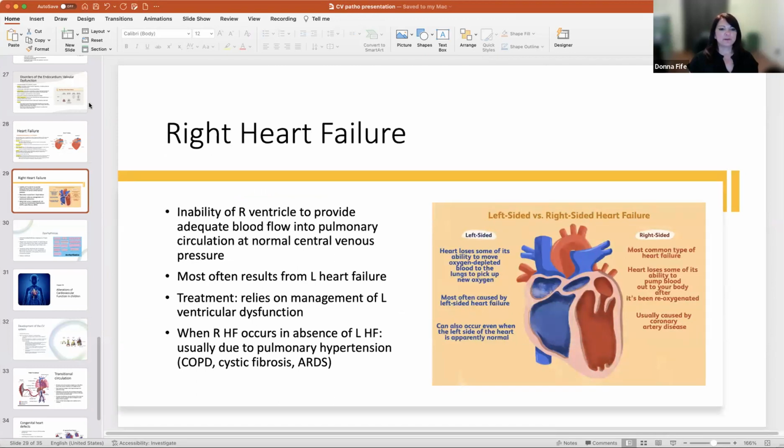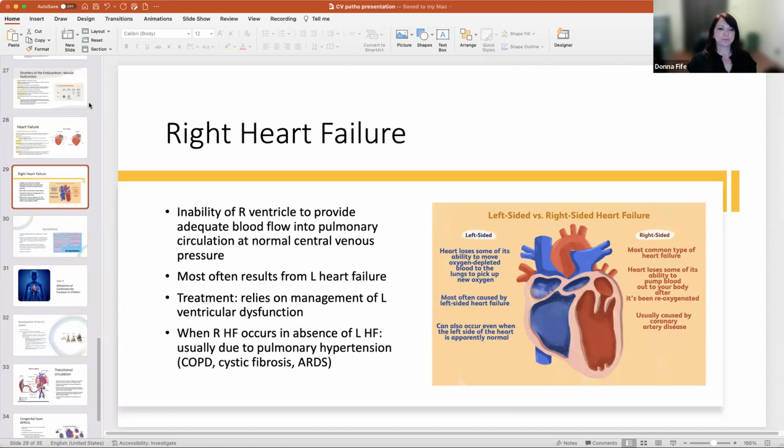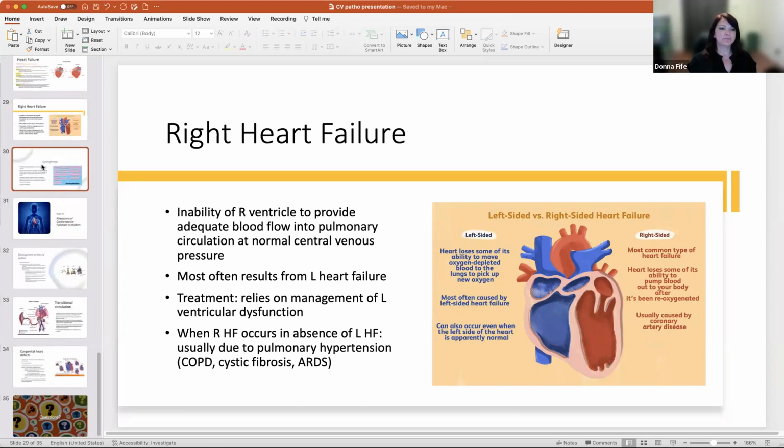With right heart failure, it's the inability of the right ventricle to provide adequate blood flow into pulmonary circulation at normal central venous pressure. This most often results when there's left heart failure. Treatment relies on management of the left ventricular dysfunction. And when right heart failure occurs in the absence of left heart failure, it's usually due to pulmonary hypertension, which can be seen with COPD, cystic fibrosis, or ARDS, or adult respiratory distress syndrome.